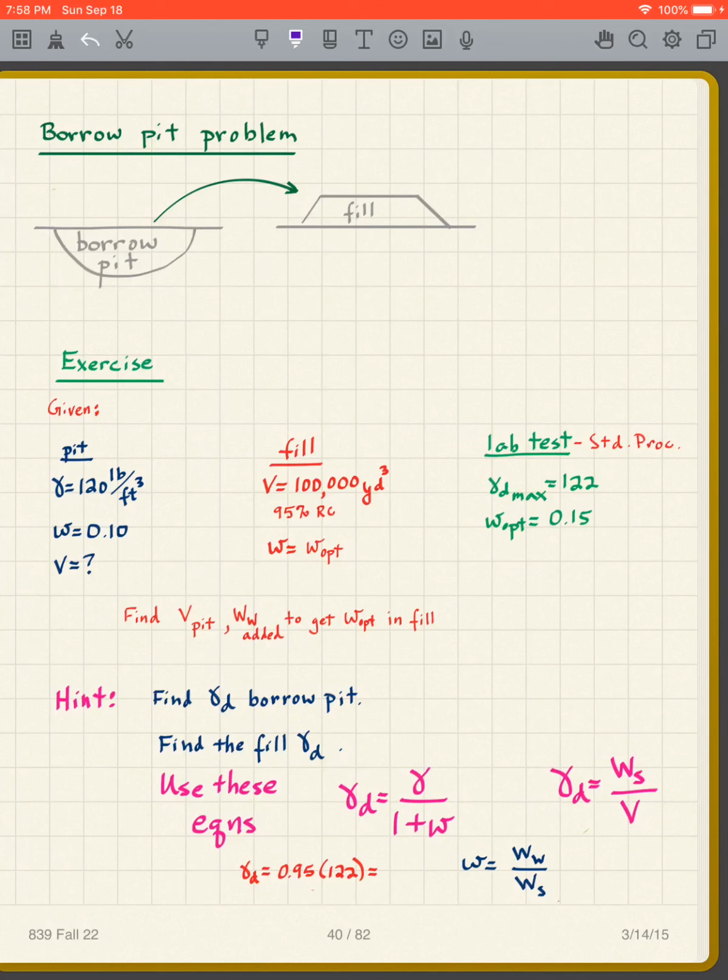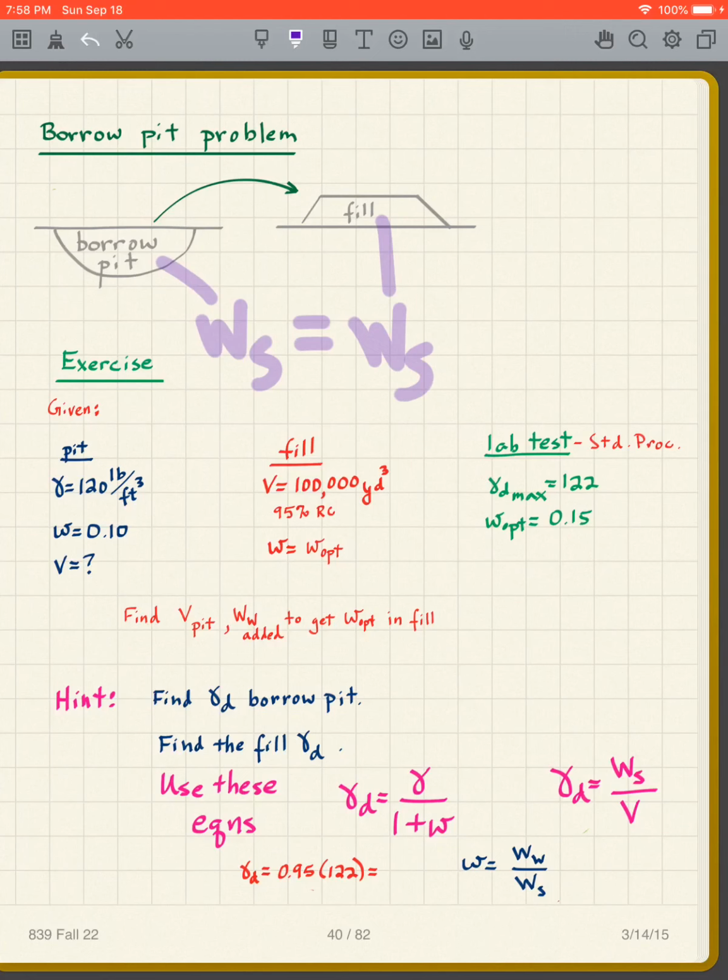We're also going to use the equation that the water content is weight of the water over weight of the solids. What I want you to do is pause the video and try to solve this problem, and you need to use one other factor. And that is that the weight of the solids here is equal to the weight of the solids here. So that is what joins these two problems together.